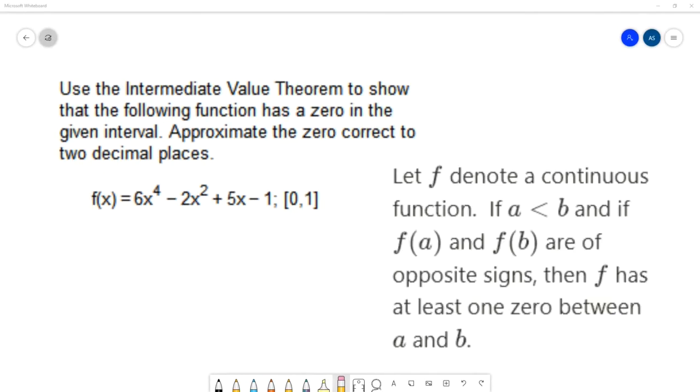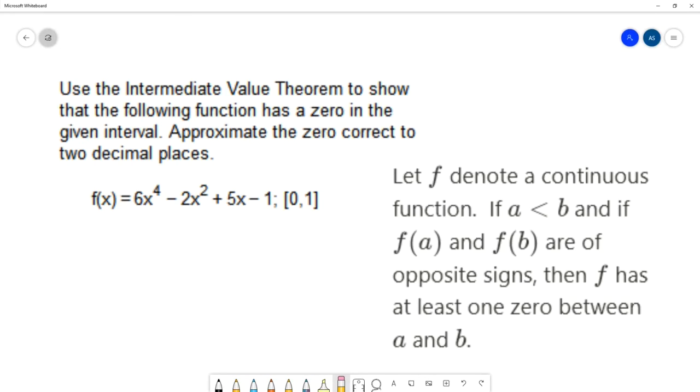So I got here the definition from our book of the intermediate value theorem. It says, let f denote a continuous function. So the function we're working with is a polynomial function, and polynomial functions are continuous. It says if a is less than b, and if f of a and f of b are of opposite signs, then f has at least one 0 between a and b.